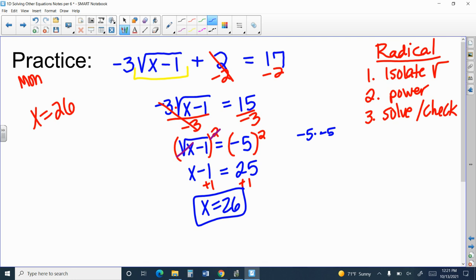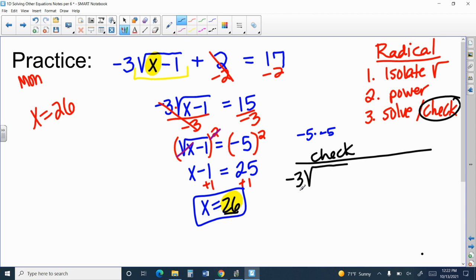Okay, but this is the part we have to remember. We want to check our answer. So what it means to check our answer is we want to plug this in to the original equation here and make sure it makes the equation true. Okay, so I'm going to show my work for checking over here. When I plug 26 into the original equation, it looks like this: negative 3 times square root of 26 minus 1 plus 2 equals 17.